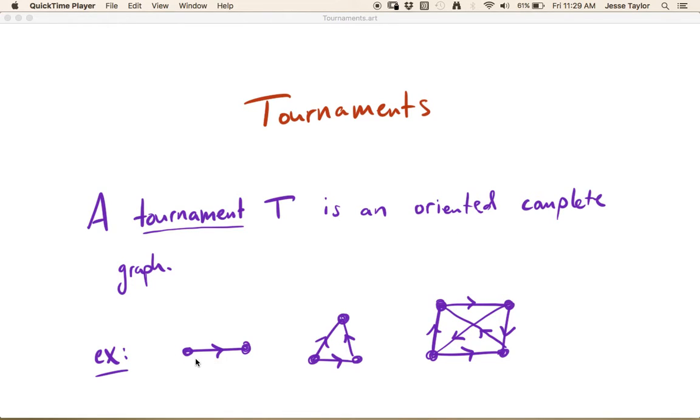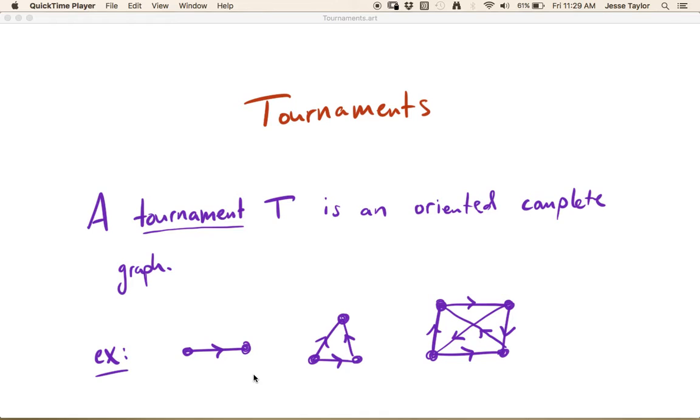So for example, here the underlying graph of this tournament is K2, right? A complete graph, and every edge has a direction. The underlying graph here is K3, every edge has a direction. Here the underlying graph is K4, every edge has a direction. So these are all examples of tournaments.